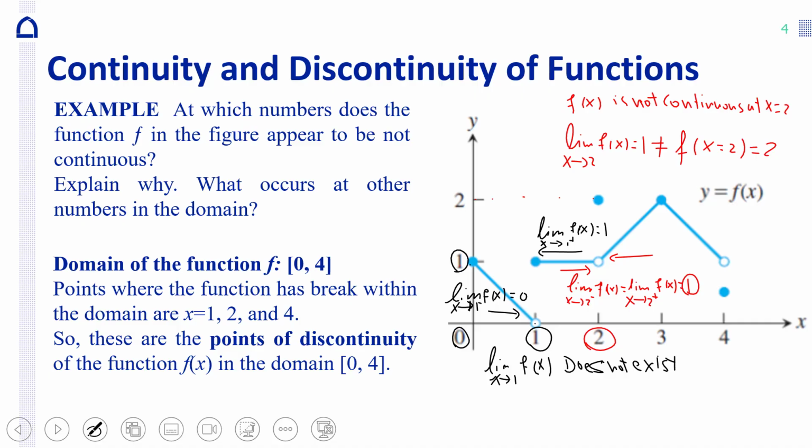Now, we can talk about this one. We have a problem at x equal to 1 and 2, and also 4, because the function at x equal to 4 is not equal to the limit, which is 1 here. Okay.